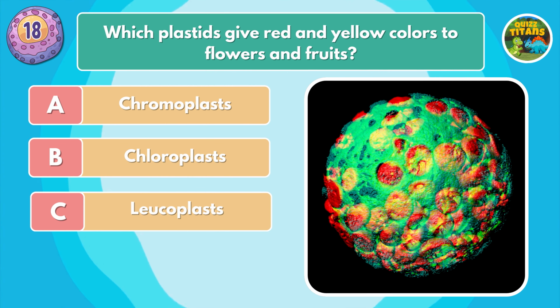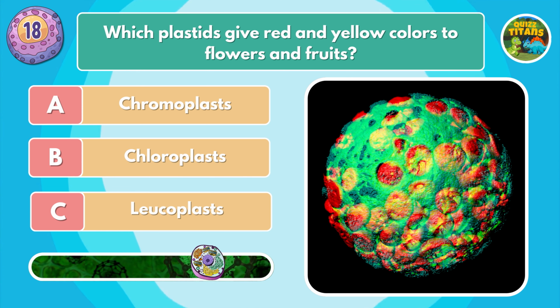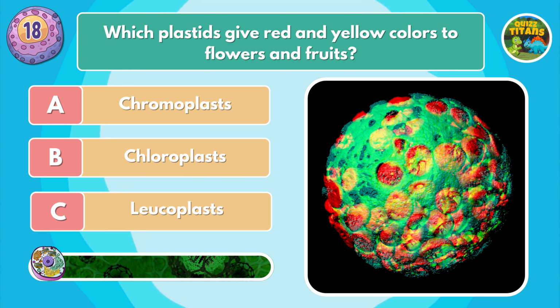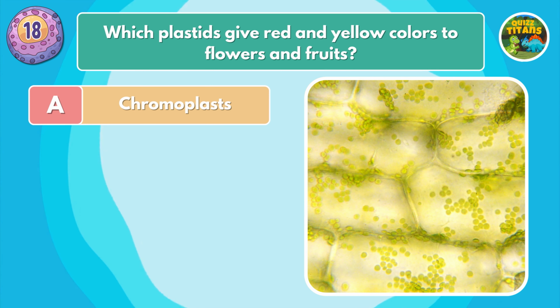Let's add some color to this quiz. Which plastids paint flowers and fruits in bright shades? It's chromoplasts. They make tomatoes red and flowers bright yellow.